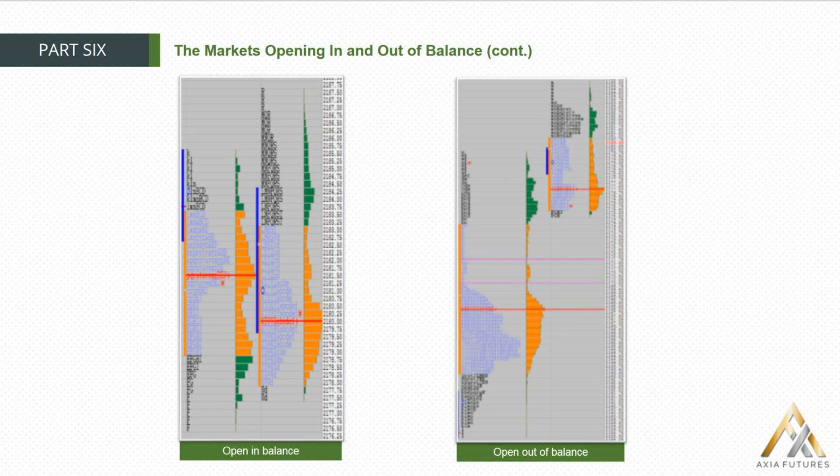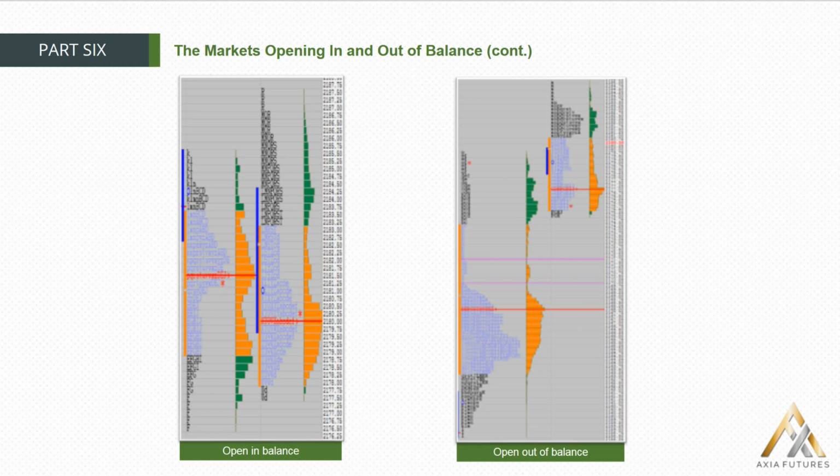The market opened and it said, well, we're still in the same area where we accepted prices the previous day. And again, remember what I said to you, when we open in balance, there's a high probability the market's going to continue to balance until it gets further information. As you'll see in this example, the market had an almost completely overlapping value area.